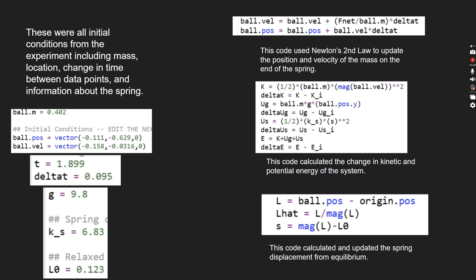On the right, at the top, this code used Newton's second law to update the position and velocity of the mass on the end of the spring. This next bit of code calculated the change in kinetic and potential energy of the system, and this last bit of code calculated and updated the spring displacement from equilibrium.